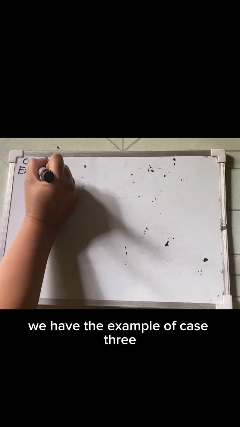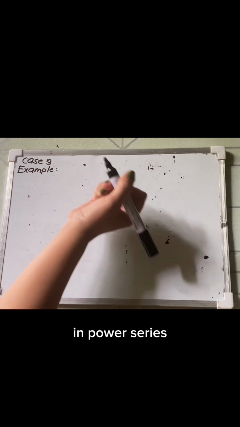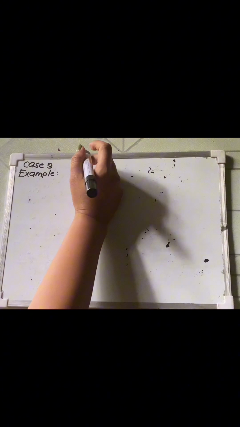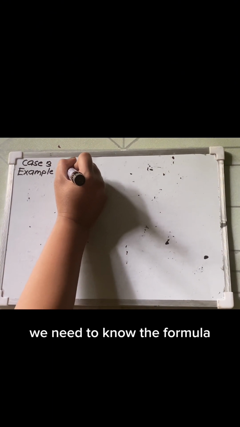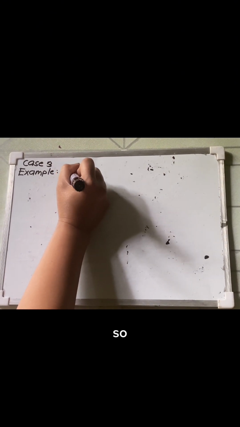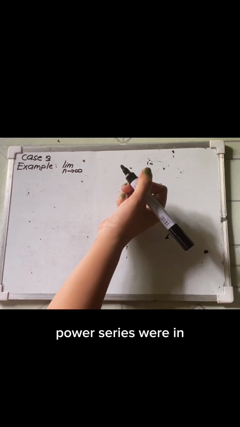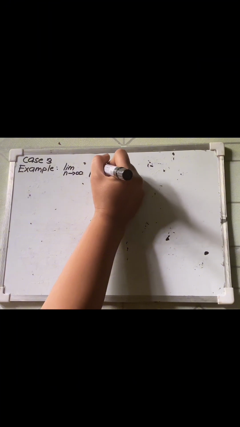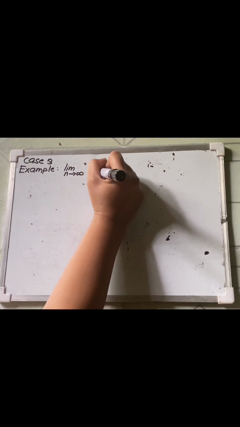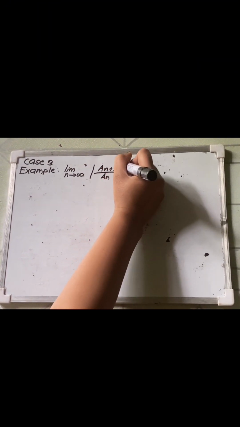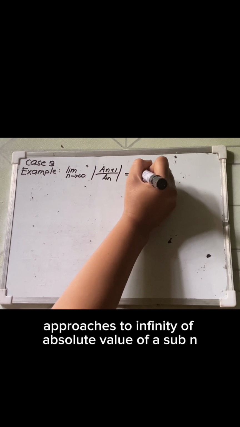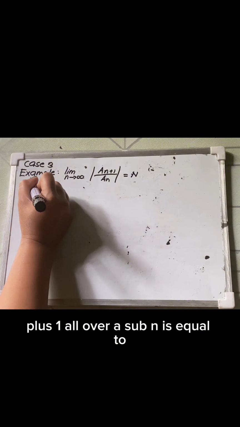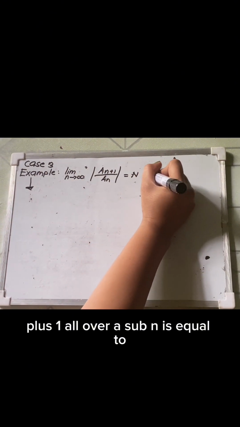We have the example of case 3 in power series, but before that, we need to know the formula. So, power series wherein the limit as n approaches infinity of the absolute value of a sub n plus 1 all over a sub n is equal to n.